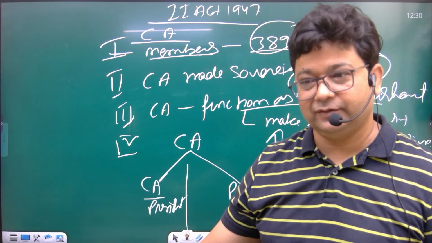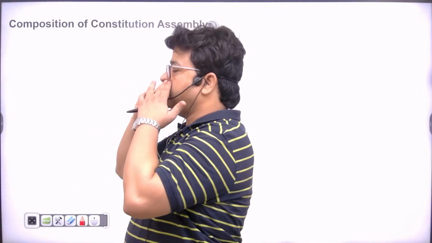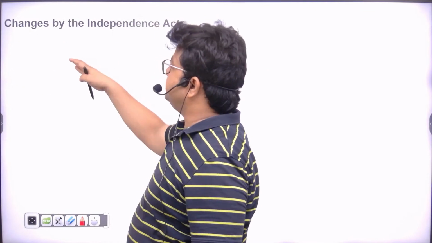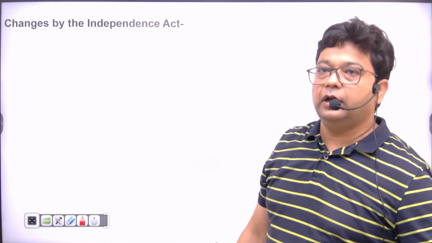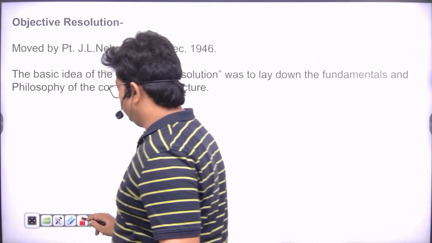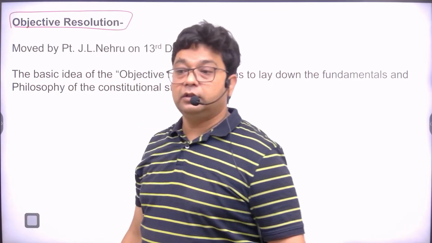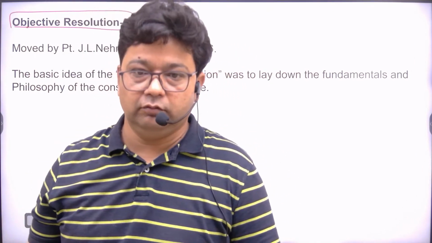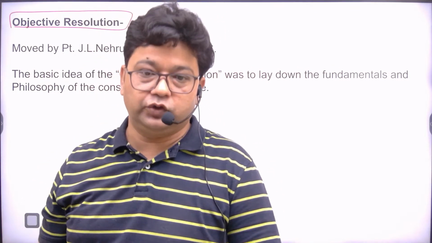Is this clear? Chaliye. So let's move on. Here we have seen the Constituent Assembly movement. Now next, we have seen what changes were made by the Indian Independence Act. The next is the objective resolution. So do you want to ask anything from all this discussion? Anyone? Right. So next what we are going to do is the objective resolution.